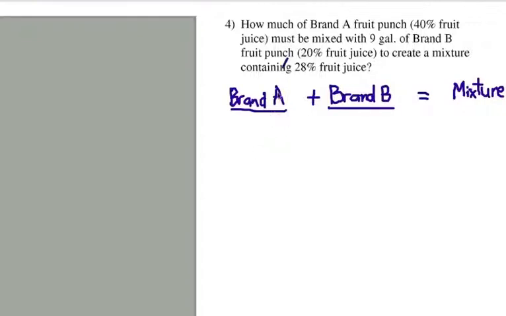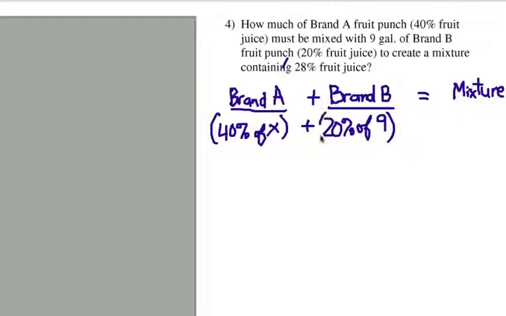Now the first container we'll call brand A, and it says how much of brand A. So the amount is unknown, but we know it's 40% fruit juice. So 40% of X. Now keep in mind that means 40% juice, 60% water. These are pretty typically mixed with water solutions. That's brand A. Brand B is 9 gallons of brand B, but it's 20% fruit juice. So the amount of actual juice is 20% of 9 gallons.